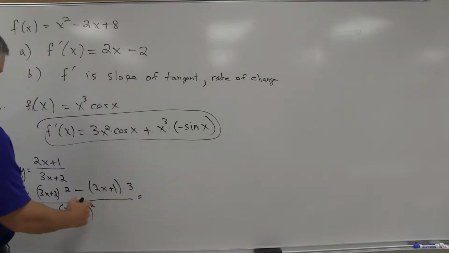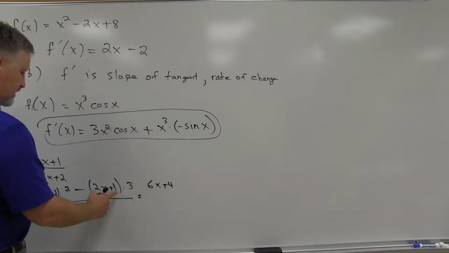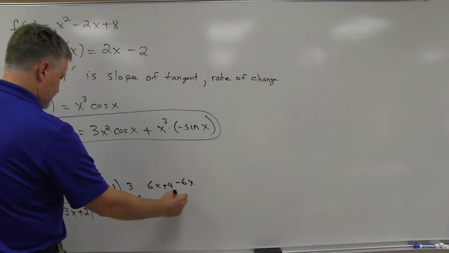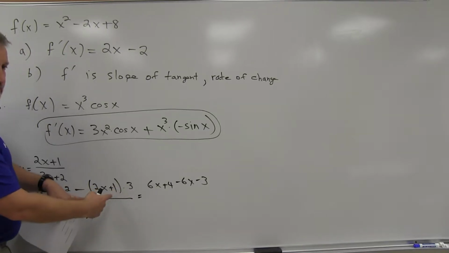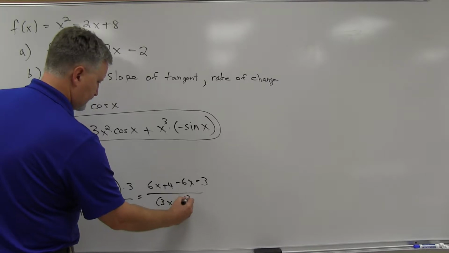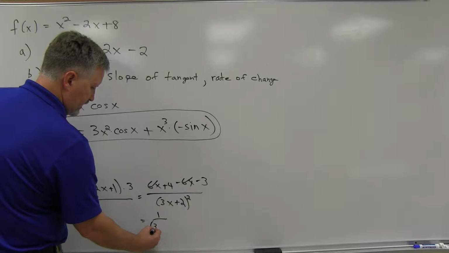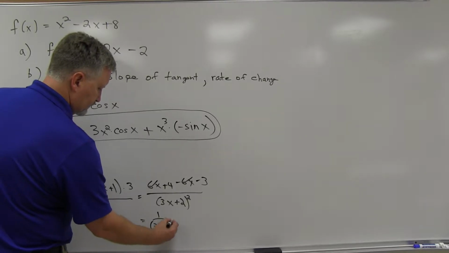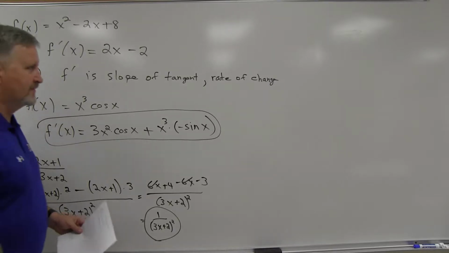All right, so then we can clean it up. That would be 6x plus 4, distribute, minus 6x, oh, that's going to work out nicely. Minus 6x minus 3, because you got to distribute the minus and the 3. And then 3x plus 2 squared. Okay, so that's 1 over 3x plus 2 squared. All right. Didn't even have to tell you, right?